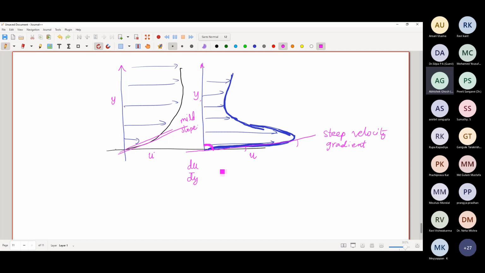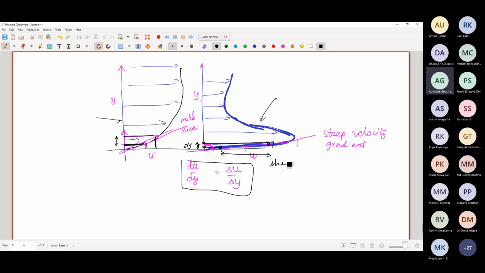It is like delta u over delta y. Suppose I change y by this amount, I will obtain a change in u over this amount. But for the same change in y over here, in one case u is over here, in one case u is over here. So you have a very large change in velocity for even a small change in y. That is why in this particular case the slope is very steep, here the slope is very mild. So in this particular case you will have a higher shear stress.